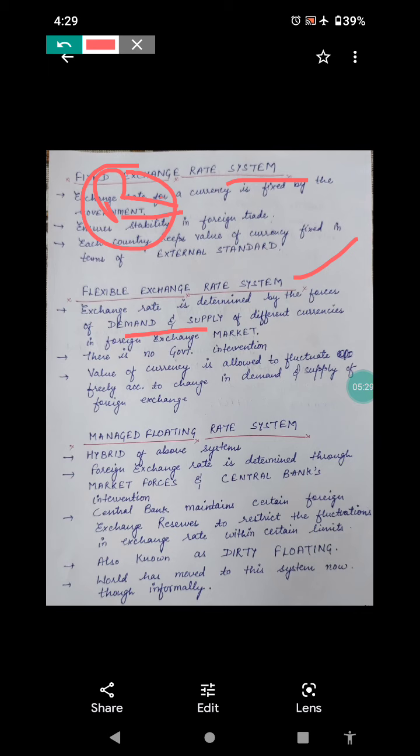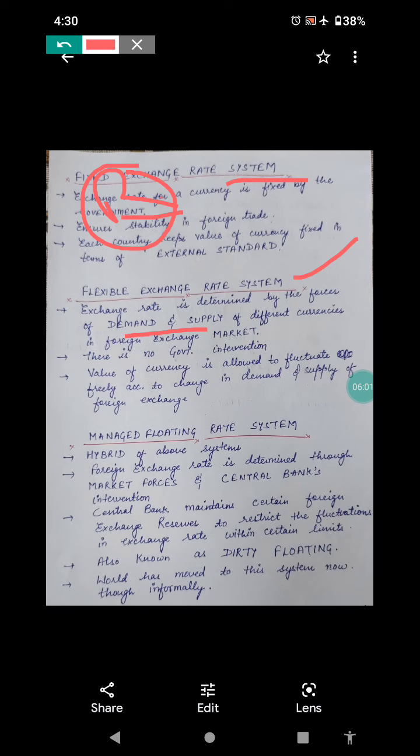There is no government intervention, and that can be the merit of the system. Okay, this we will study further. There is no government intervention. Then value of currency means government intervention is not there. So value of currency is allowed to fluctuate freely according to changes in the demand and supply of foreign exchange. So this is determined according to the market conditions.